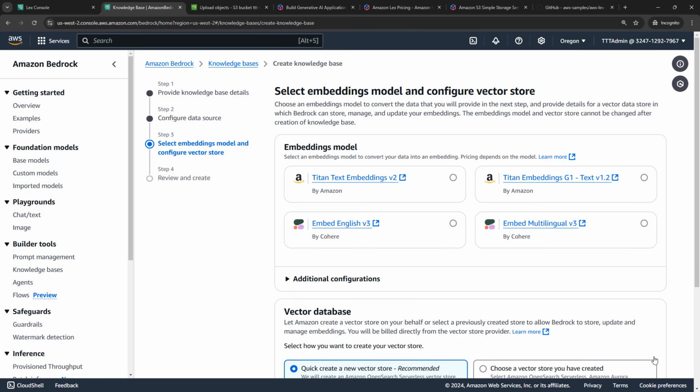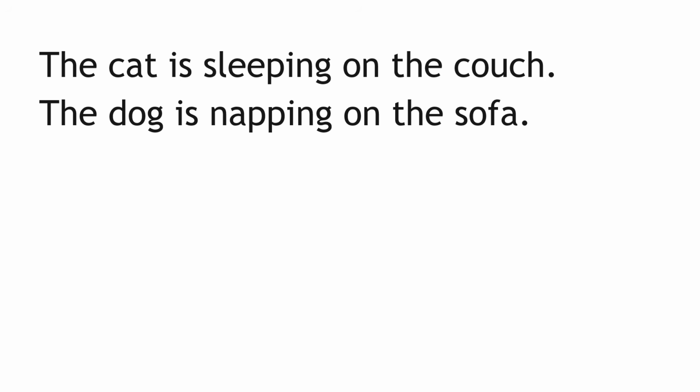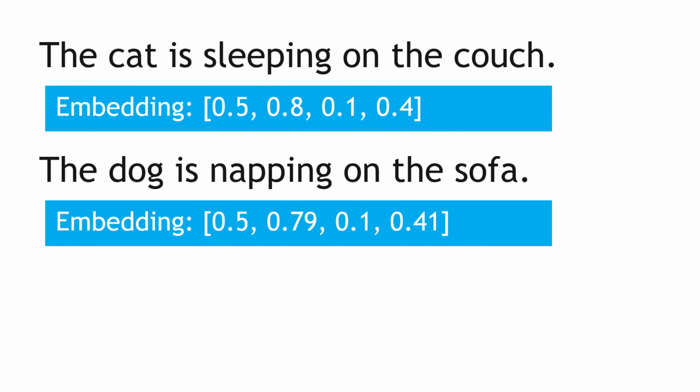And then we need to choose our embeddings model and our vector database. Now, if you have no idea what those are, let me just give you a brief explanation. If you do know, feel free to skip ahead through this part. Starting on the embeddings piece, say that you have 2 sentences. The cat is sleeping on the couch, and the dog is napping on the sofa. When you use embeddings, you basically convert those words, those sentences, into a list of numbers, and these are called vectors, and the numbers represent the meanings of those sentences.